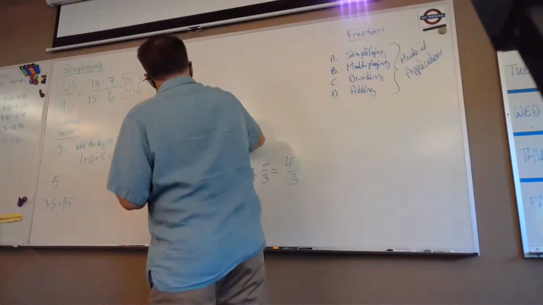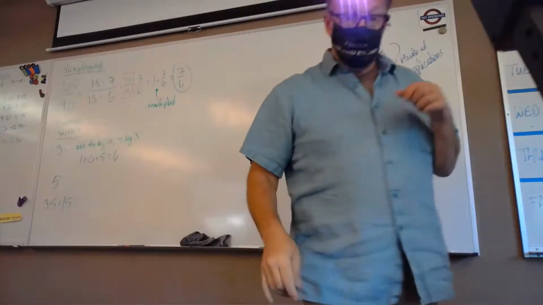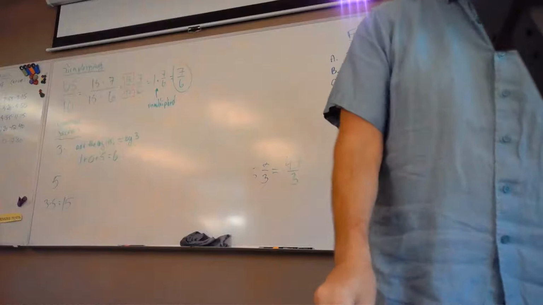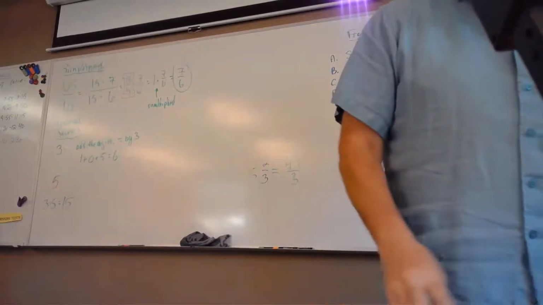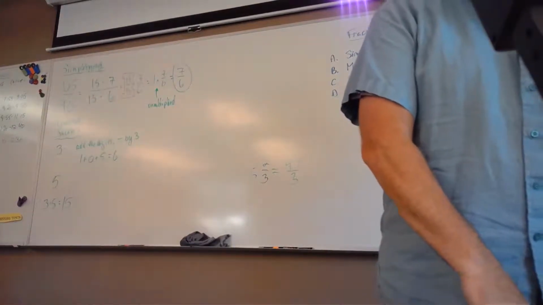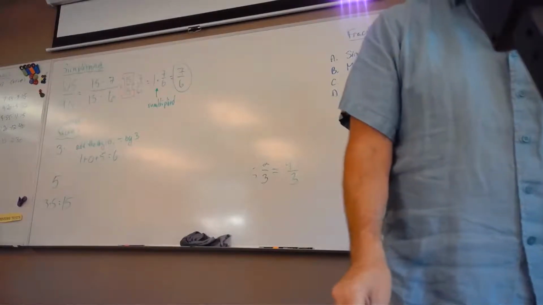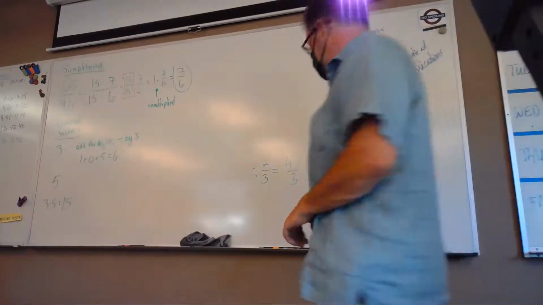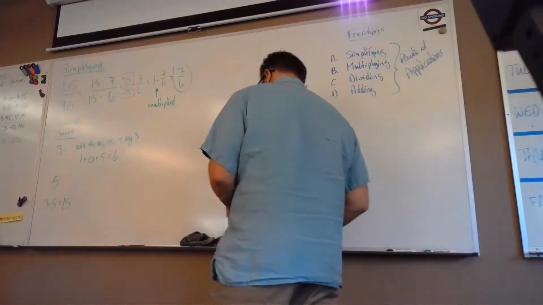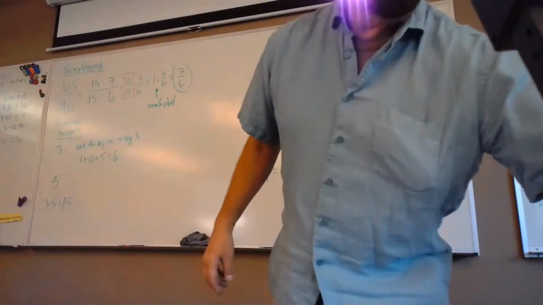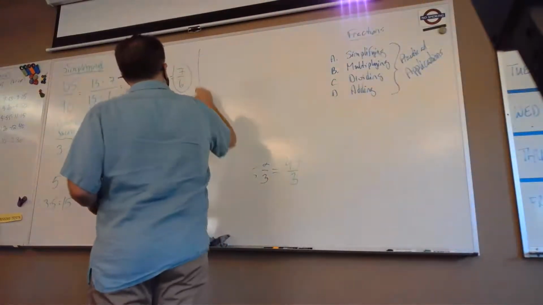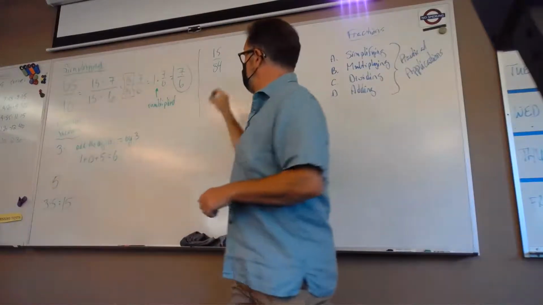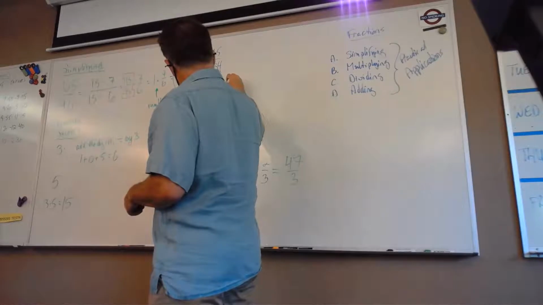Let's do a bigger number. Let's see. Do I have an example of a bigger number? How about 15 over 84? Not really bigger, just different. What goes into both 15 and 84? So common factors. Go.